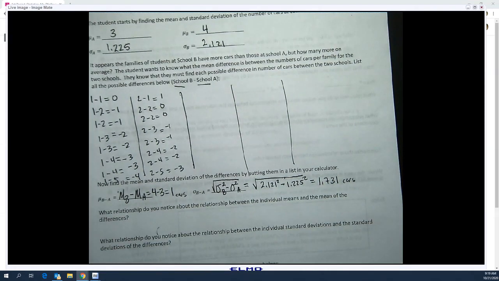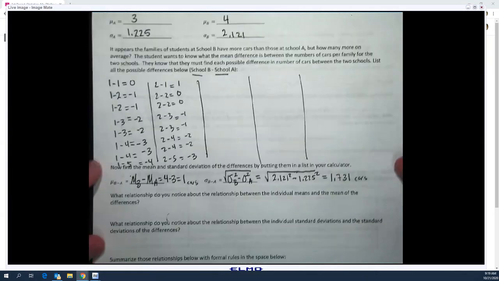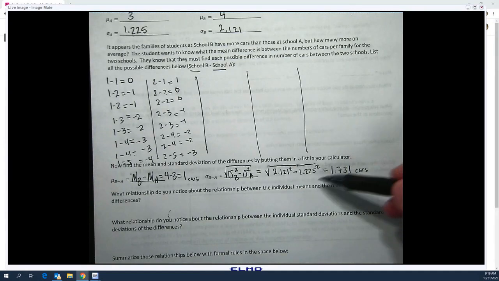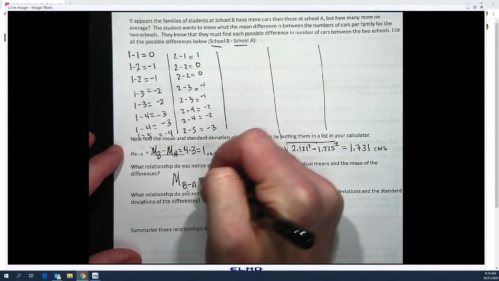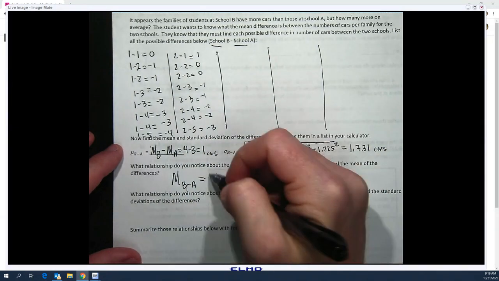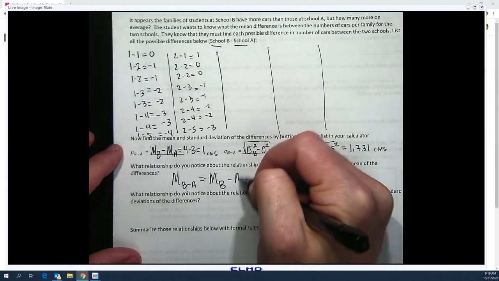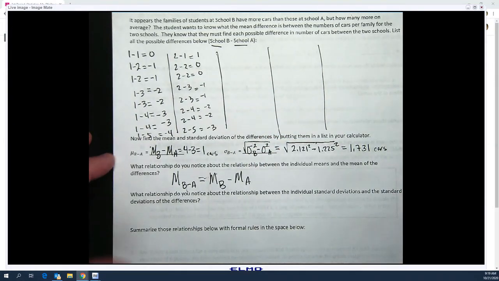Okay. So it says, what relationship do you notice about the relationship between the individual means and the mean of the differences? So we've hopefully noticed that the mu of b minus a is the same thing as the mu of b minus the mu of a. So that formula we talked about yesterday.